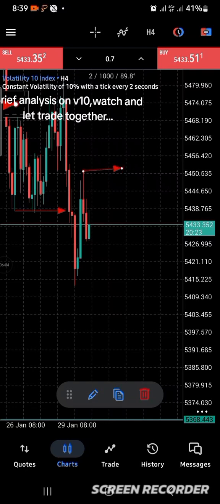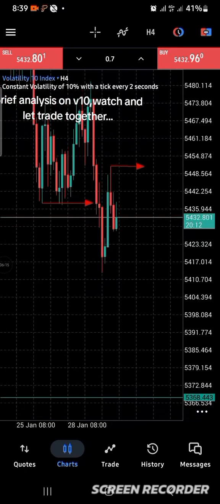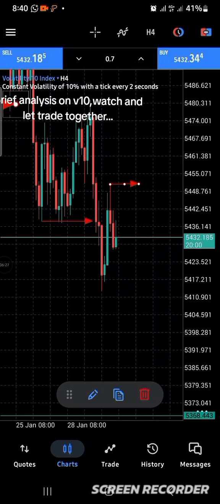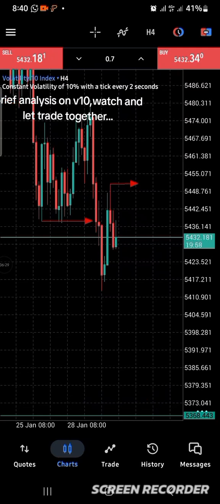But then I have to measure it to know if it's giving me 50% and above, or if it's a valid inducement for me to know if I'll be using a breaker block or an order block as my entry. Understand, right?